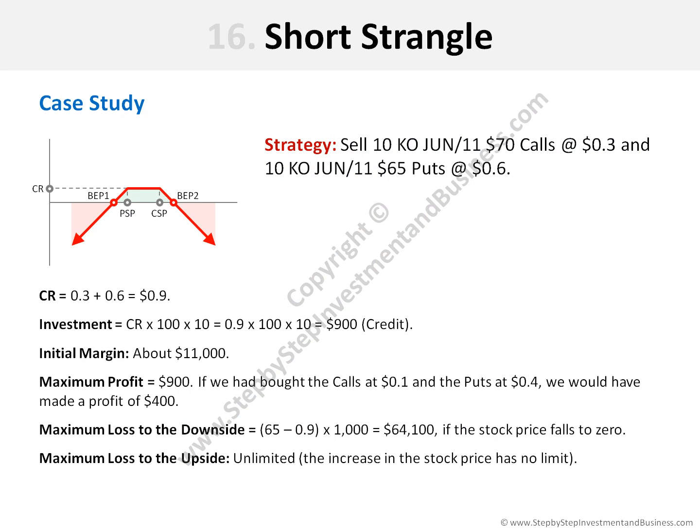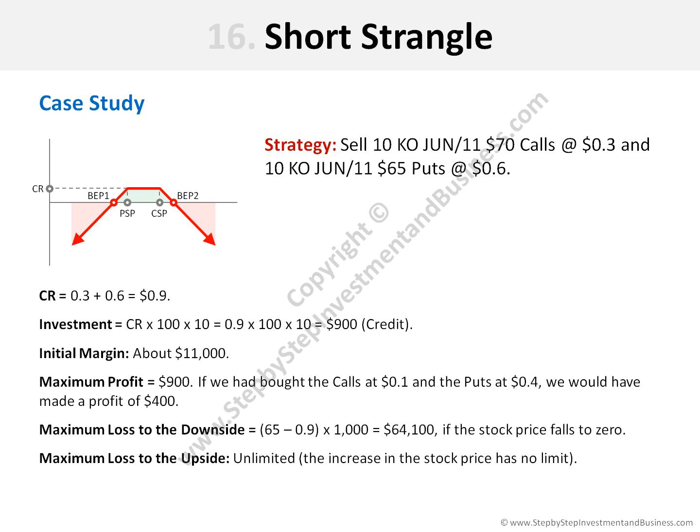Here we can see the numbers of our example. The strategy consisted of selling 10 Coca-Cola calls with a strike price of $70 and expiration in June 2011 at 30 cents, and 10 puts with a strike price of $65 and same expiration at 60 cents. The credit received is equal to the call premium plus the put premium, in our case 0.3 plus 0.6, which is equal to 90 cents.